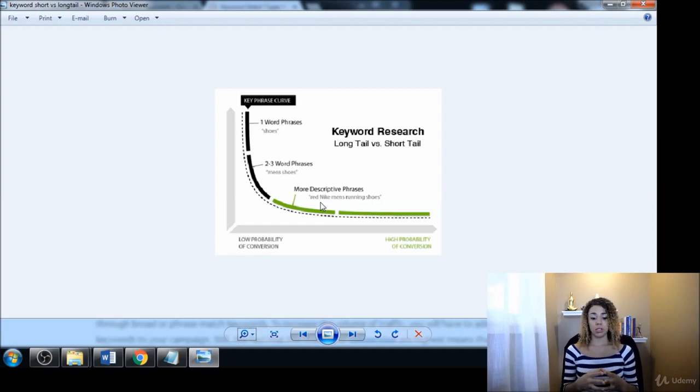Another thing would be hotels in Atlanta, Georgia. That would be semantic search, where it's almost like a conversation. It's human English, right? It's usable, it's user-friendly, and it makes sense when you read it out. Even red Nike men's running shoes, that still makes sense when you're reading it out.